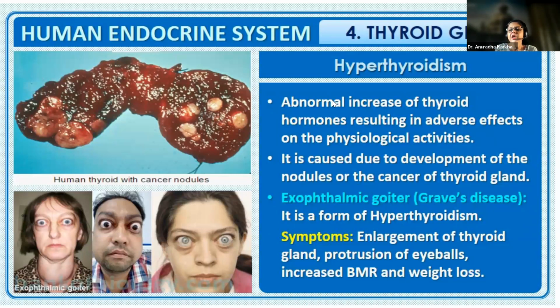Exophthalmic goiter is one of the major causes of hyperthyroidism. It is also called Graves' disease. What are the symptoms? Enlargement of thyroid gland, protrusion of eyeballs, increased basic metabolic rate, and weight loss. Got it? Now it's clear to all of you. Good. A short note on the thyroid gland is asked, beta. Write a short note on thyroid gland, wherein you need to write down.